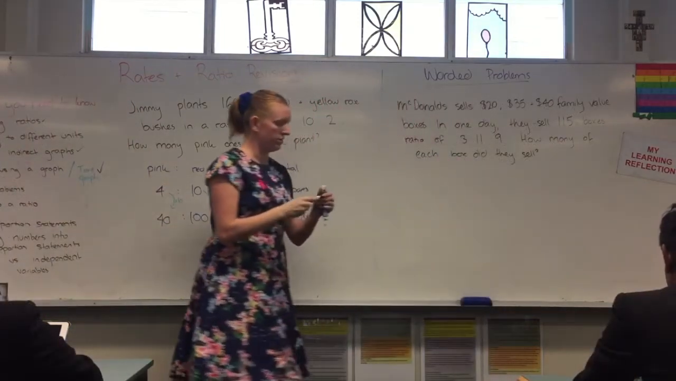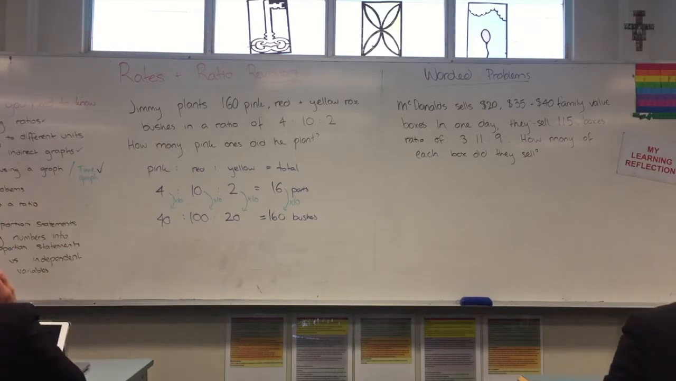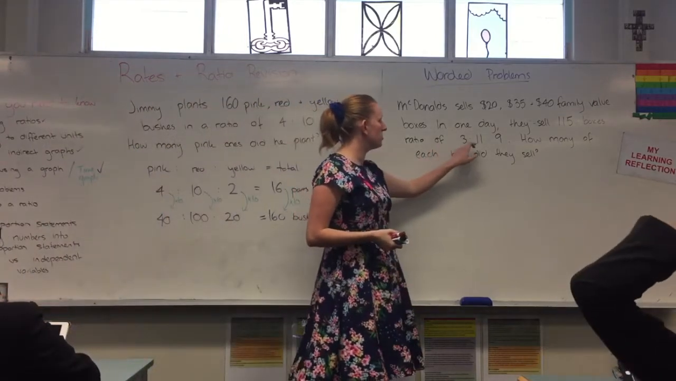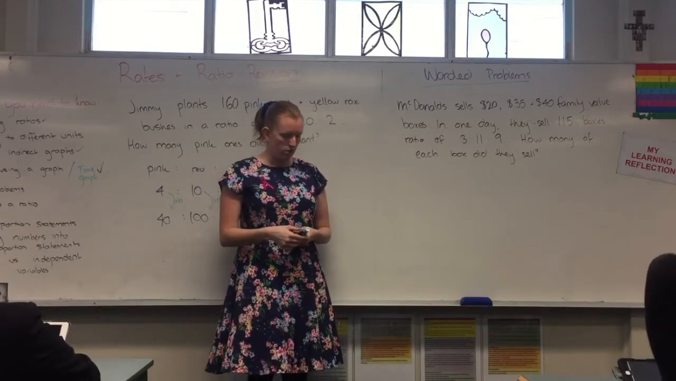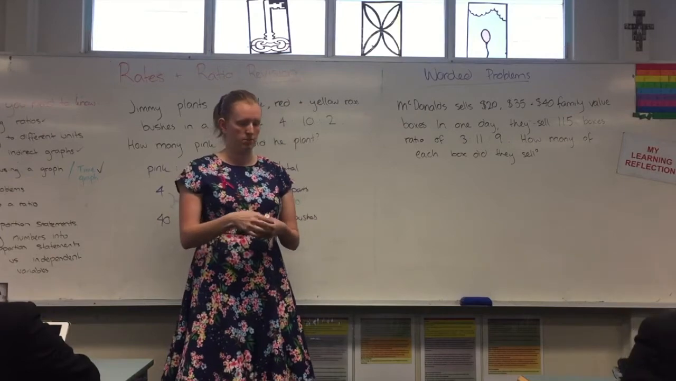Alright, next question. So McDonald's sell 3 different types of family boxes. One for $20, one for $35, and one for $40. In one day, they sell 115 boxes in a ratio of 3 to 11 to 9. How many of each box did they sell? So, any ideas as to how we get started? You have to find how many parts.